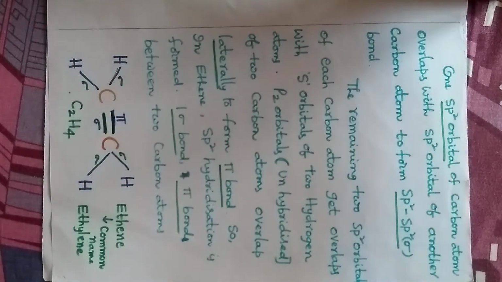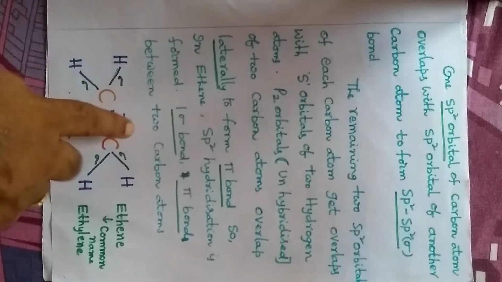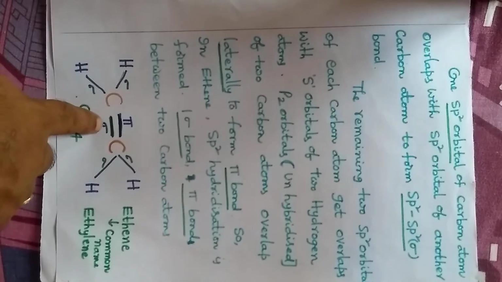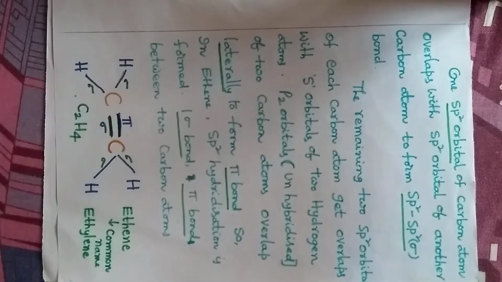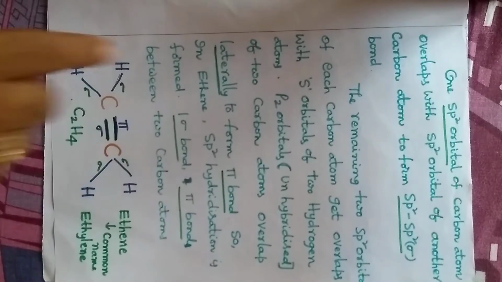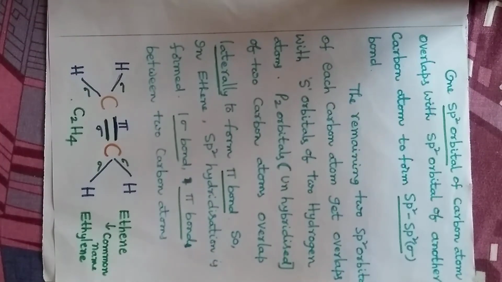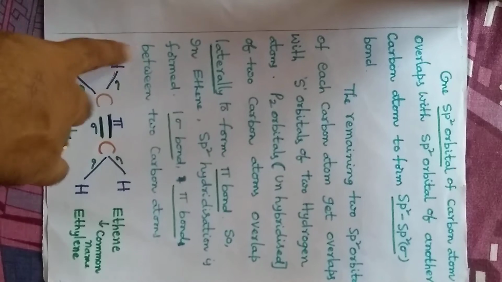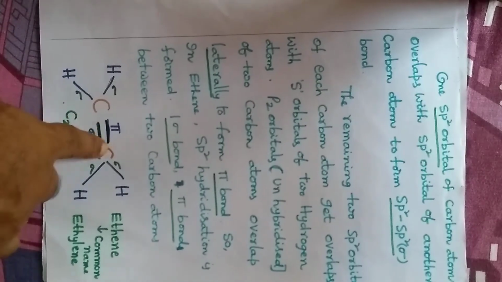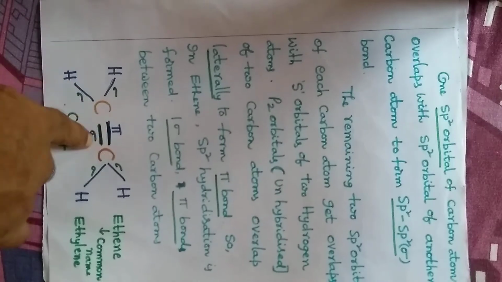So finally, in ethene, sp2 hybridization is formed. So how many sigma bonds are there? 1 sigma bond, 1 sigma bond, 1 sigma bond, 1 sigma bond, and 1 pi bond is formed between 2 carbon atoms. Between 2 carbon atoms, 1 sigma bond and 1 pi bond is formed. And how many sigma bonds totally? This is carbon, this is hydrogen, 1 sigma bond. Carbon and hydrogen sigma bond. Carbon and hydrogen sigma bond. Carbon and hydrogen sigma bond. Carbon and carbon sigma bond.